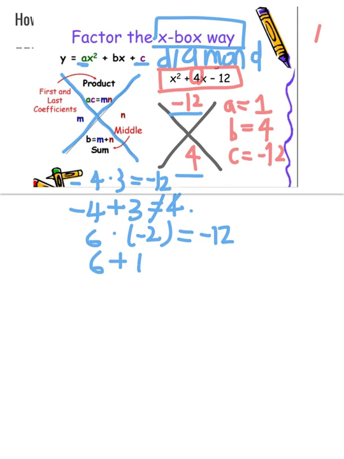6 plus negative 2 gives us 4. So we did get 4 as a sum and negative 12 as a product. So we have found the two values that we'll be putting on the side of our diamond. It doesn't really matter if you put 6 here and negative 2 on the other side. It could be vice versa, so don't stress about that.